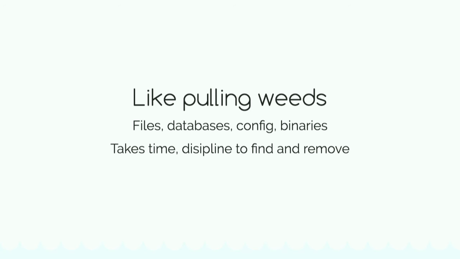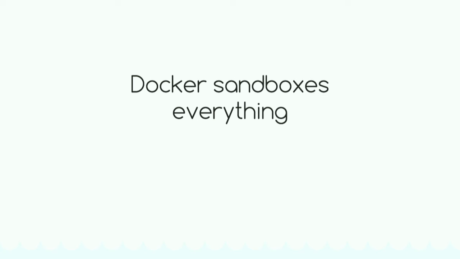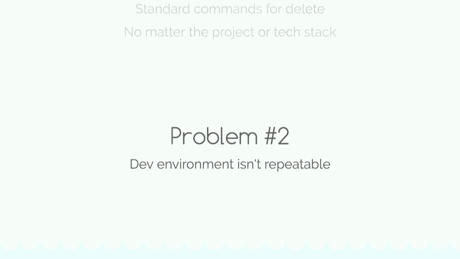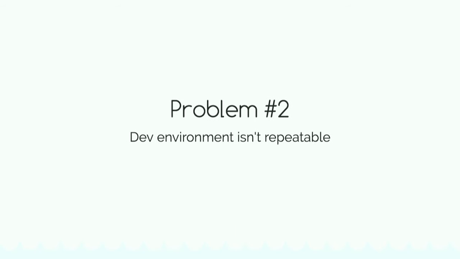It's not easy to automate. You can't just grep for everything, because there are little tiny bits of configuration. They're different file types. They're split across different files. It's really complicated, and it's really a mess to try to figure out. Fortunately, Docker sandboxes absolutely everything that you do. There are standard commands for deleting everything that you do, no matter what project or technical stack you are working with.